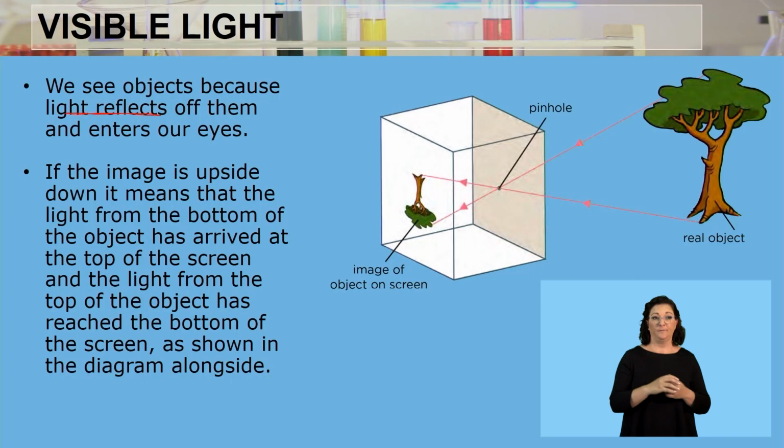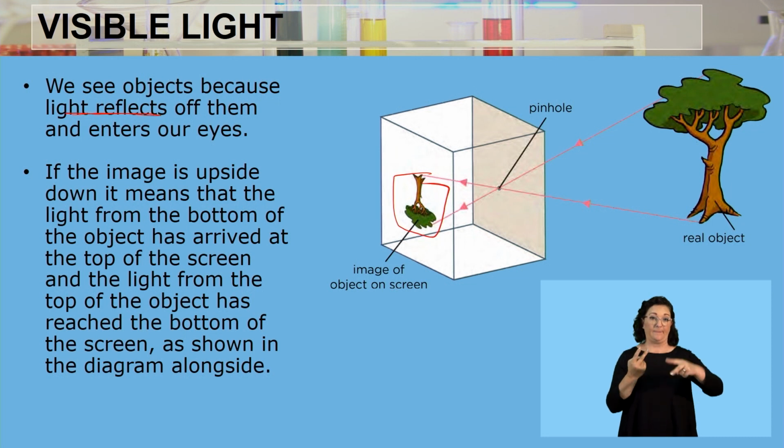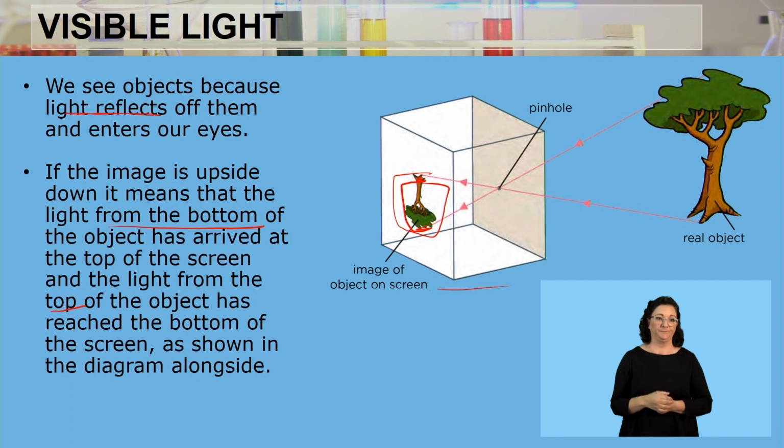So if this image, as you can see, is upside down, it tells us that the light from the bottom of the object has arrived at the top of the screen. And also the light from the top of the object, so we have the bottom of the object and the top of the object there, has reached the bottom of the screen, as shown in this particular picture that we have here.